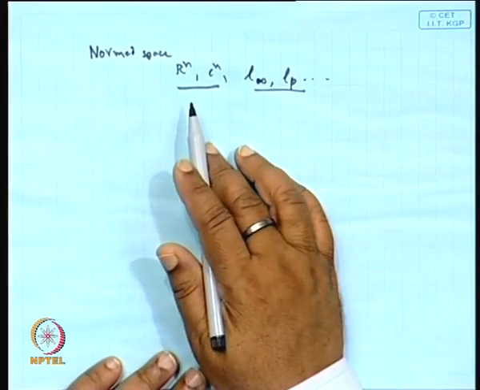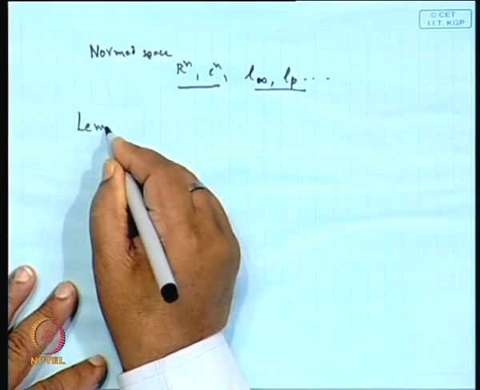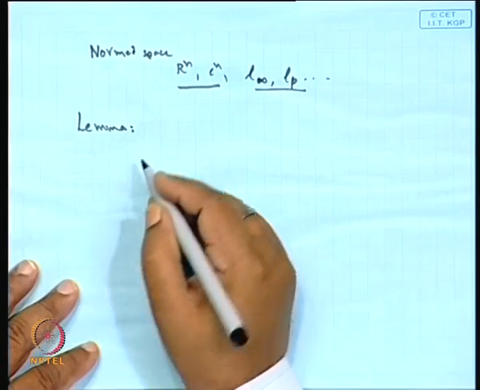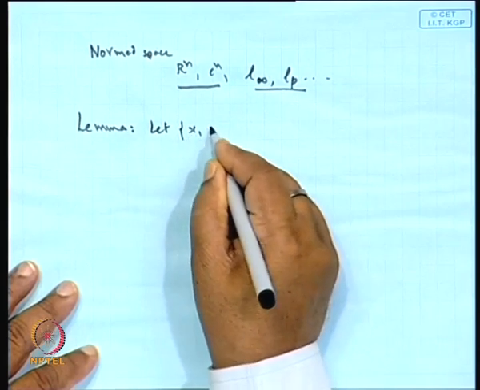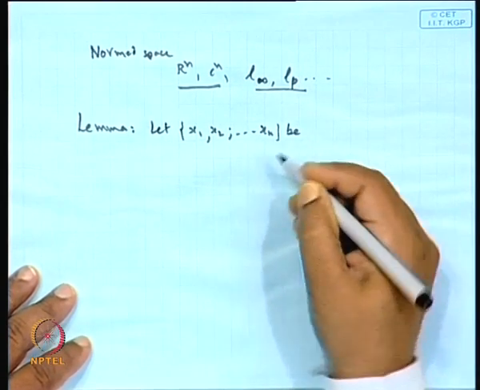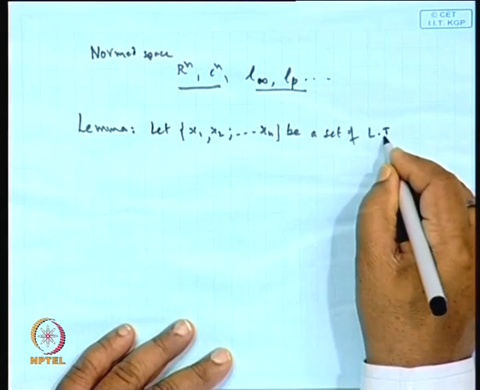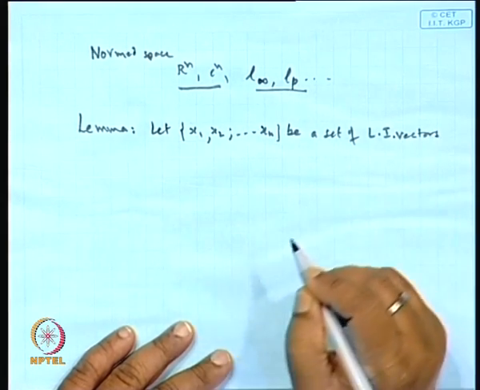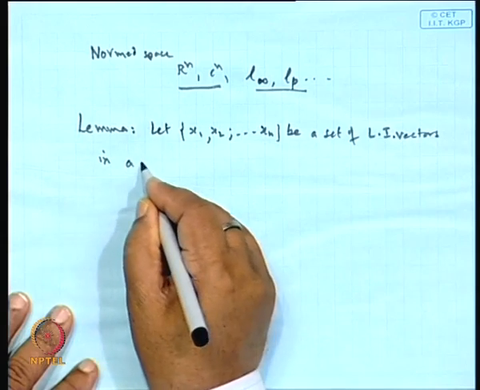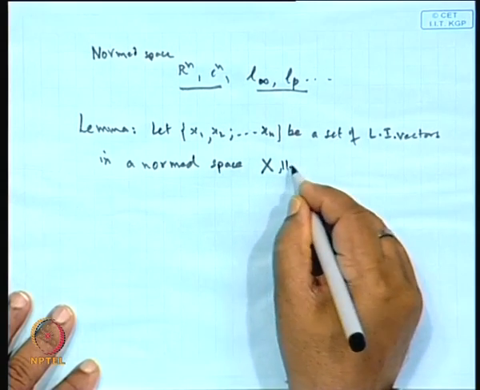Now, in order to develop useful results for the finite dimensional case, we require a lemma which is the backbone for this total study, and that lemma is as follows. The lemma says that let x 1, x 2, x n be a set of linearly independent vectors in a norm space X of any dimension.